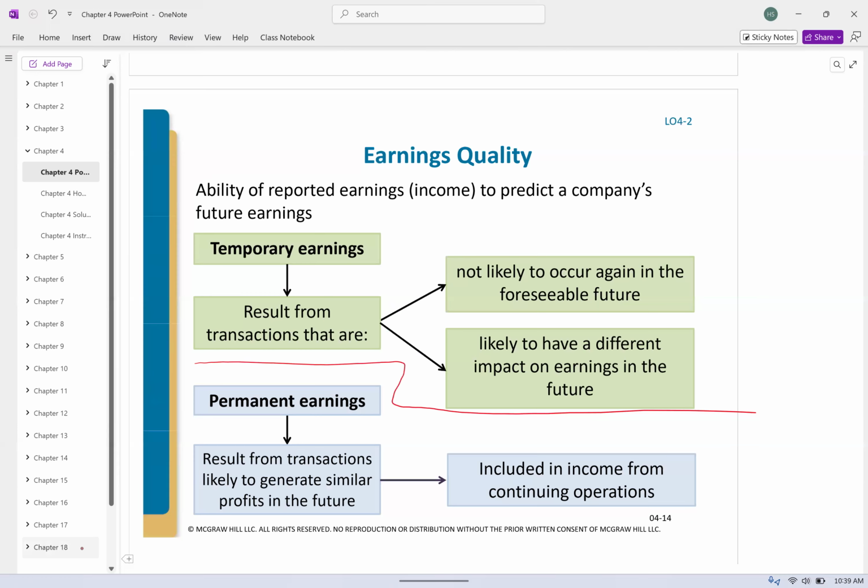Permanent earnings are things you can do over and over again, and that is where you're going to see your income from continuing operations, because that's what they're in the business of doing. And we're going to talk about cash flows, but let's just say McDonald's sells a couple of their buildings and they had a big gain on it. For that period, it's going to make the temporary earnings go up. Well, but that's not permanent earnings.